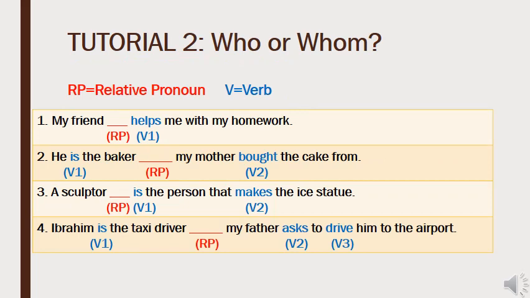Hi kids, in this tutorial, we are going to identify whether to use who or whom in a sentence. Before that, I must remind you that I use the abbreviation RP for relative pronoun and V for verb. Okay, now let's take a look at sentence number 1. My friend helps me with my homework. Okay, now the blank is in front of the word helps.